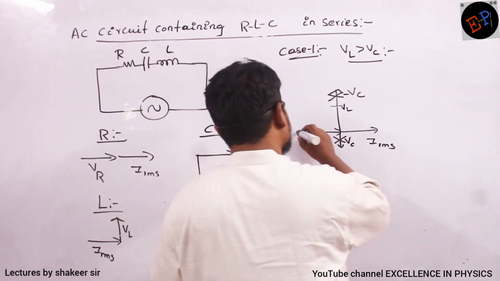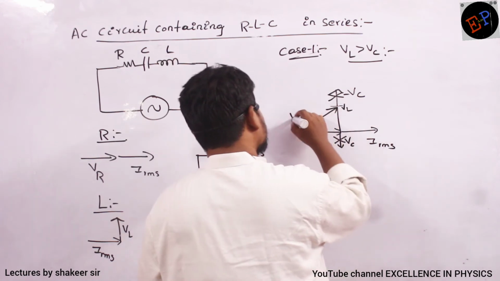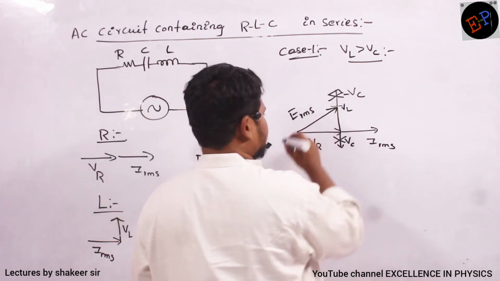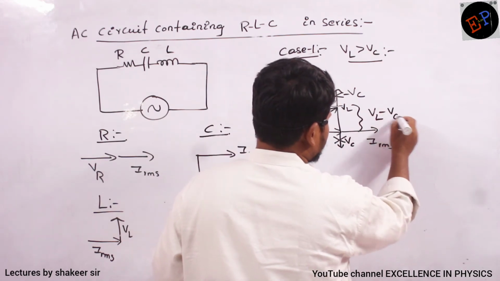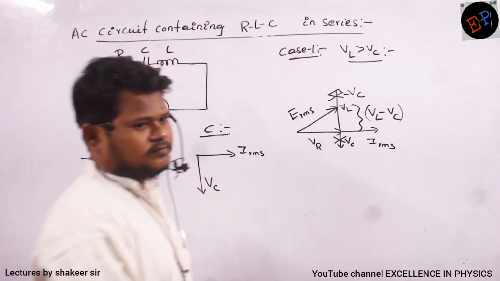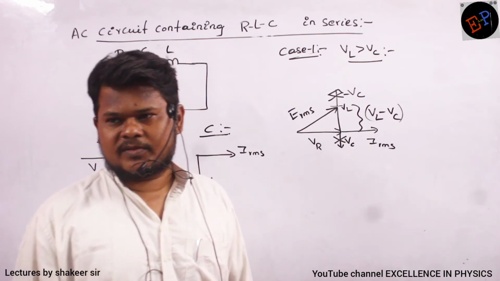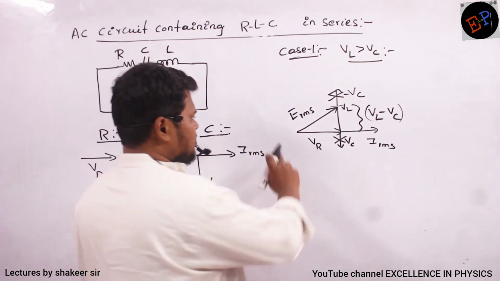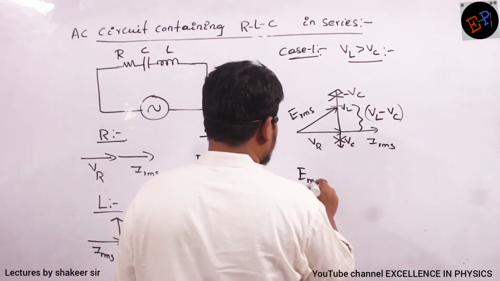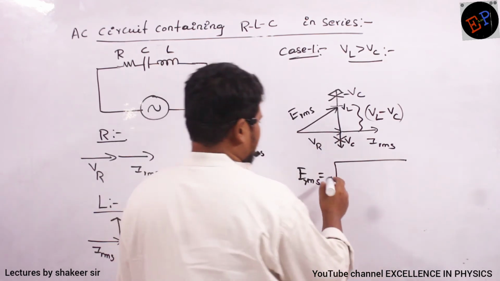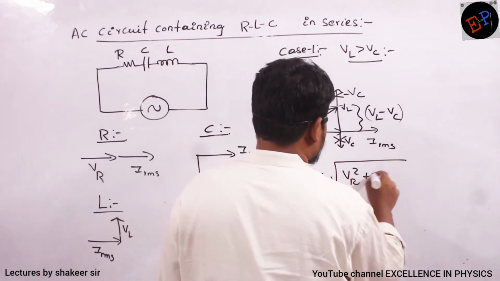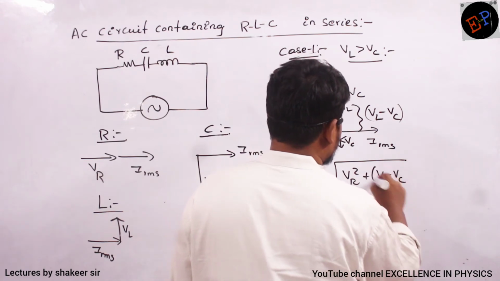Then what is the resultant? This becomes my resultant, which is called ERMS. And this remaining value is how much? It is VL minus VC. Are you able to understand? That's it, very simple. Clear, no? So therefore ERMS, how can I write? ERMS is equal to square root of VR square plus VL minus VC whole square.